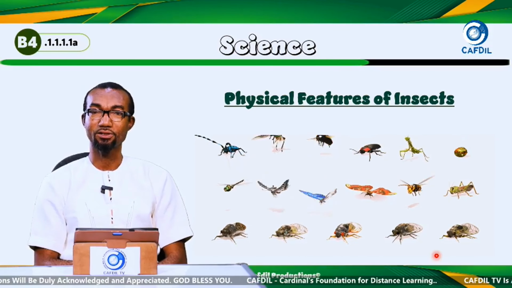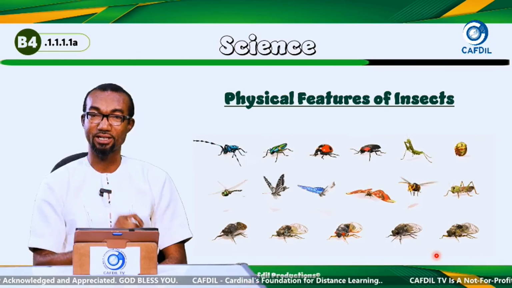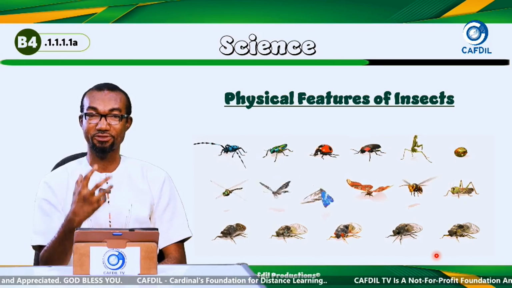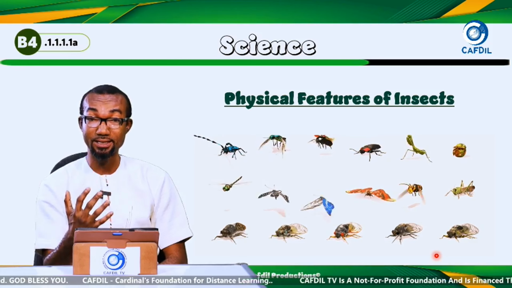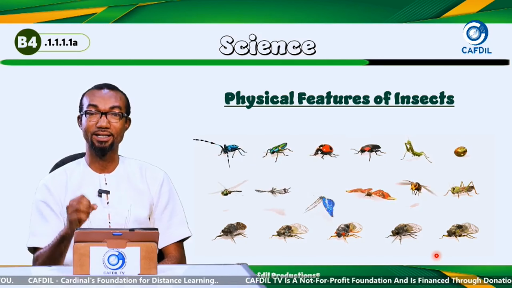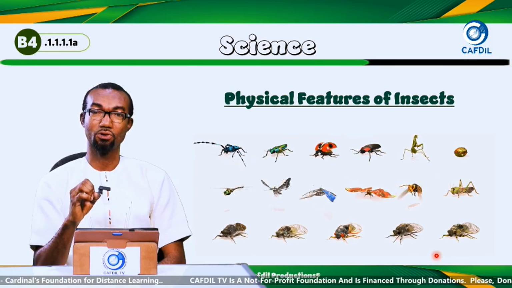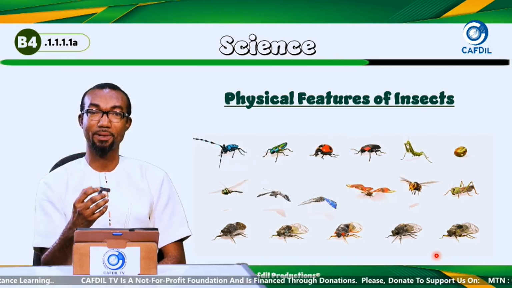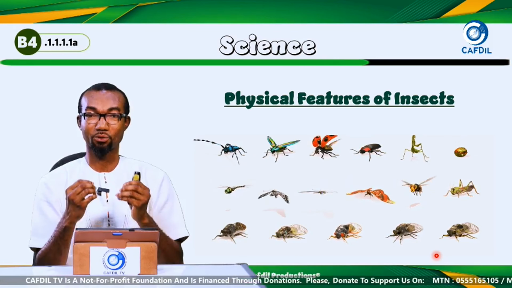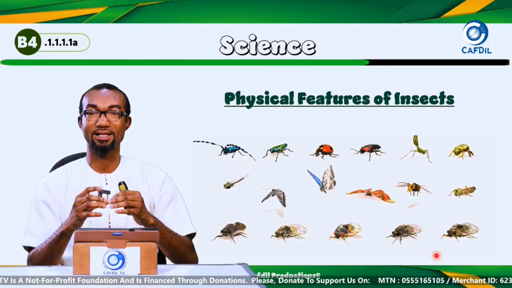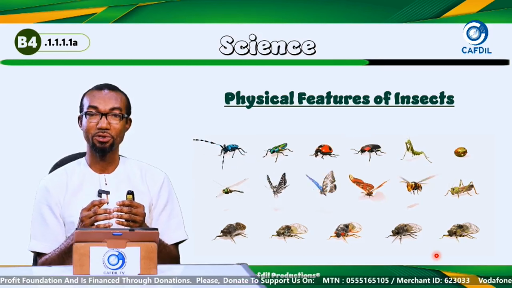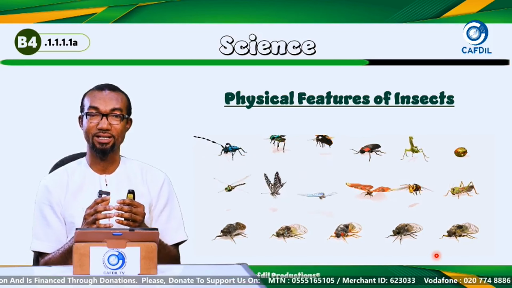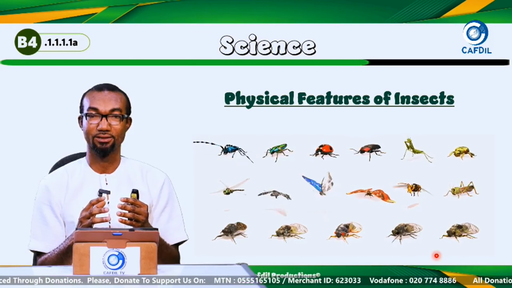Now, let's look at some of the physical features of insects. When we say something is physical, it means you can see it. You can see it and even touch it. So, what are some of the physical features that when we see about an animal, we can confidently say that this is an insect? So we are going to look at some physical features of insects.